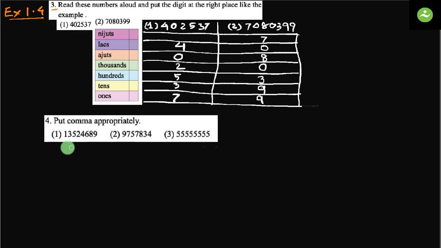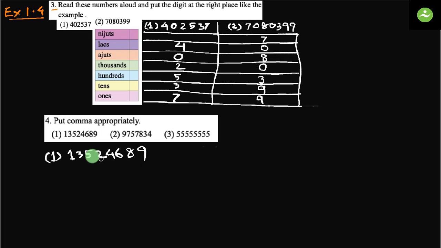Next, number 4. There are 3 numbers. Put commas appropriately. Very easy. We have to put just commas. 1, 3, 5, 2, 4, 6, 8.